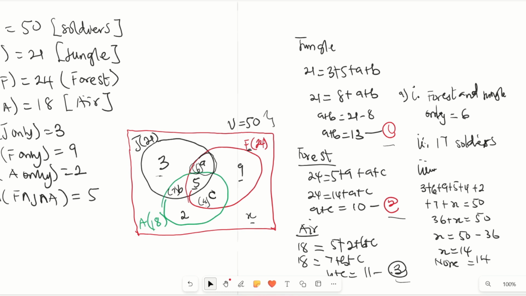So we have been able to look at how we can find solutions to such questions.